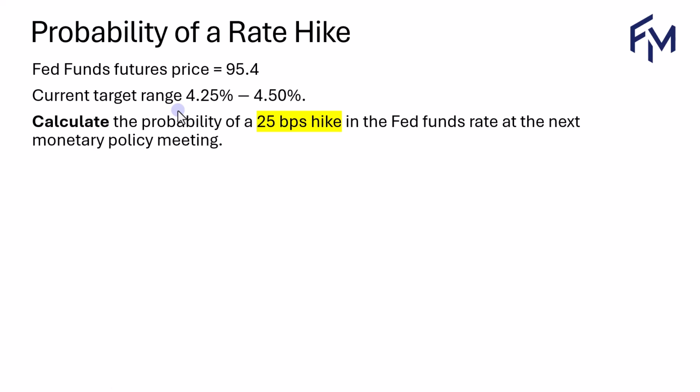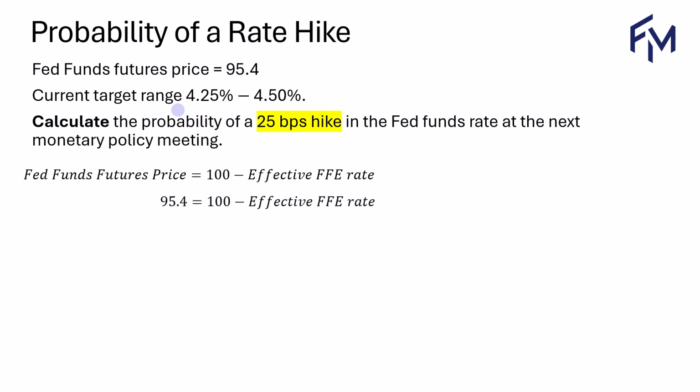The first thing we'll do is to calculate the effective Fed funds rate that is implied in the Fed funds futures price. So the Fed funds futures price is 100 minus the effective Fed funds rate. And substituting the price, 95.4, we'll get an effective Fed funds rate of 4.6. So this is implied in the price, and that reflects the market's expectation about the Fed funds rate.